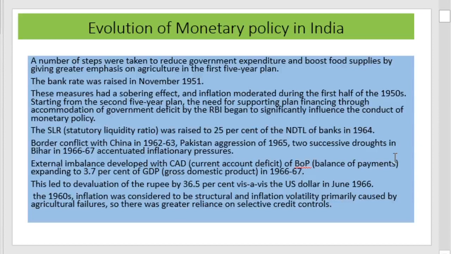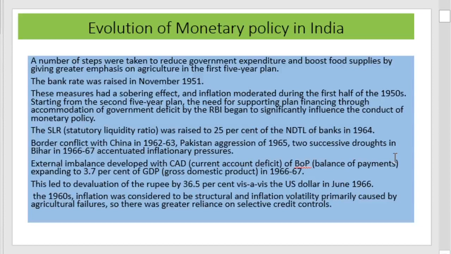We have seen that with the enactment of the Banking Regulation Act, the banks need to keep the SLR with the RBI. It was increased to 25% in 1964. Then the border conflict with China in 1962-63, Pakistan aggression of 1965, then two aggressive droughts in Bihar in 1966-67 accentuated the inflationary pressure. That is, during this period, due to the conflict with China, Pakistan aggression, and drastic drought in Bihar, the inflationary pressure in the economy increased.